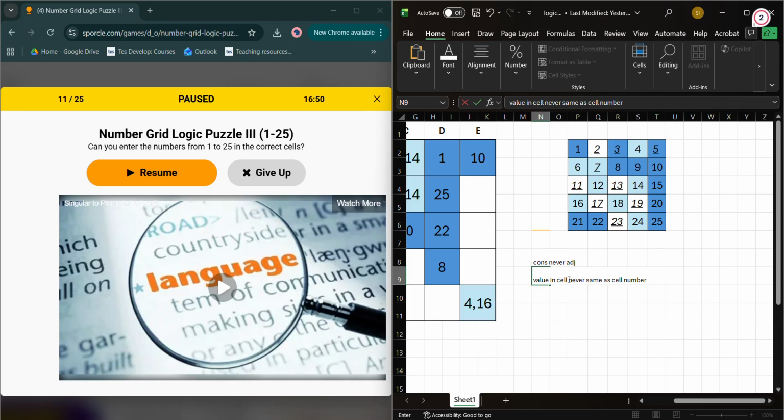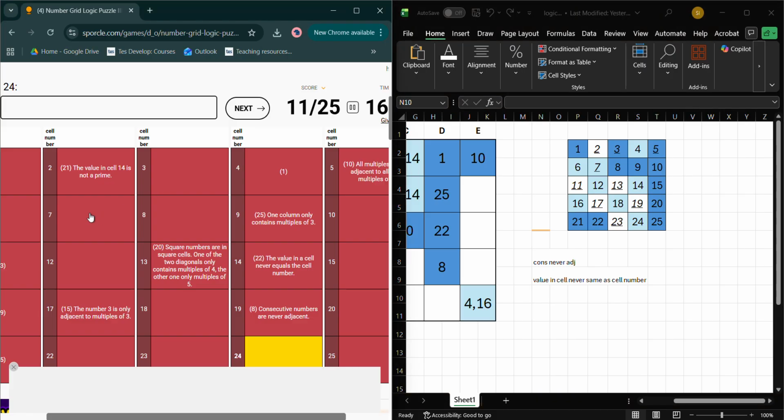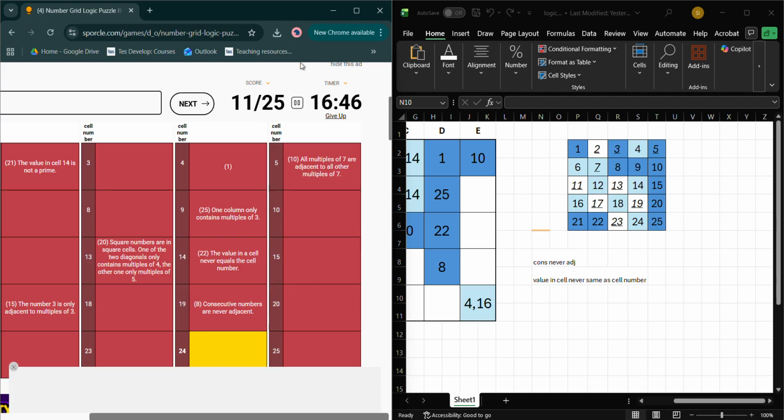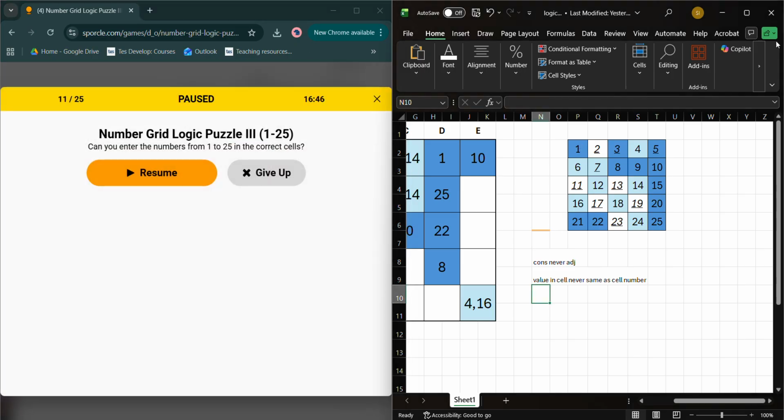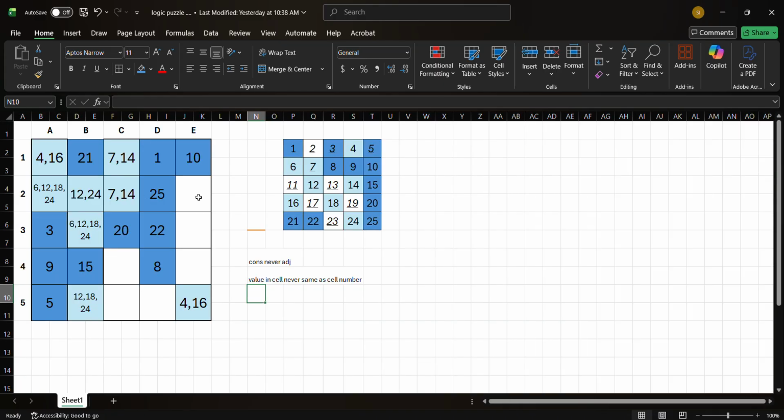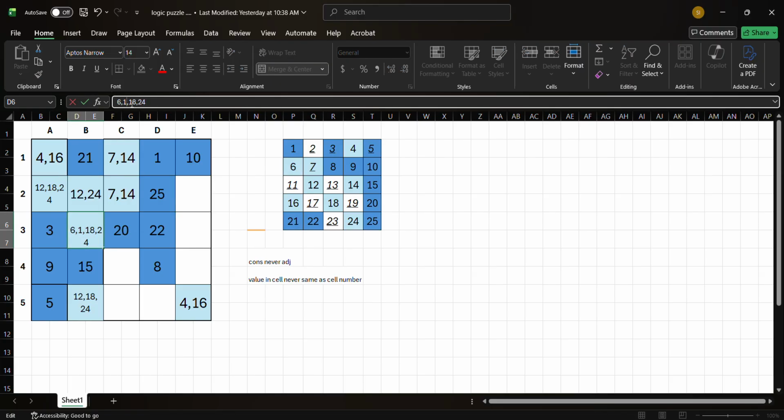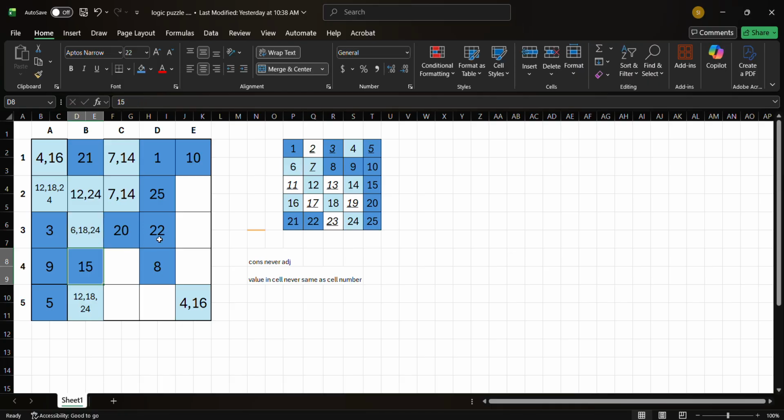I don't have that, but it goes 1 to 5 here. So it is a little bit confusing because I've used a different method to do it, but this can't be a 1. This can't be a 2, 3, 4, 5. This can't be a 6. That can't be a 7. That can't be an 8, 9, 10, 11, 12, 13, 14, 15, 16, 17, 18, 19, 20, 21, 22, 23, 24, 25.